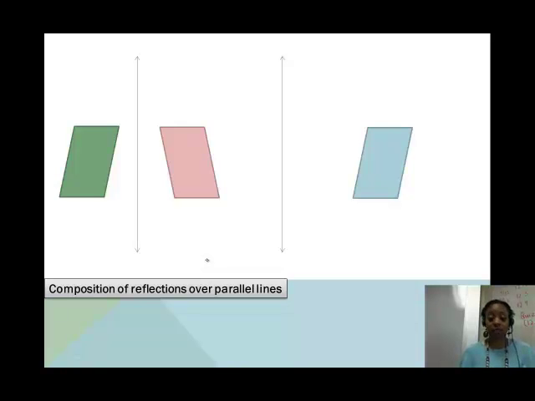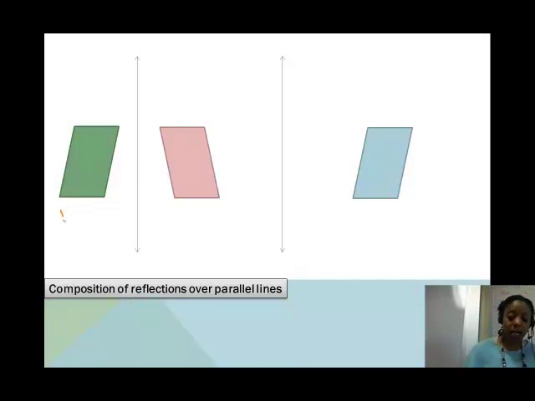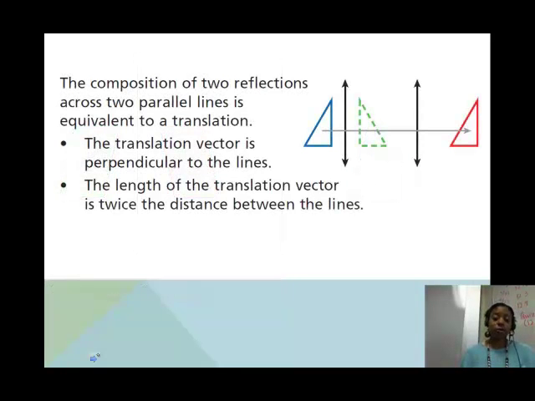And there's that reflection. Now notice, what's the relationship between our pre-image and our final image after it has undergone two reflections over parallel lines? Just think about that for a second. What's the relationship between the pre-image and the image? So here we have the conclusion of what that is.